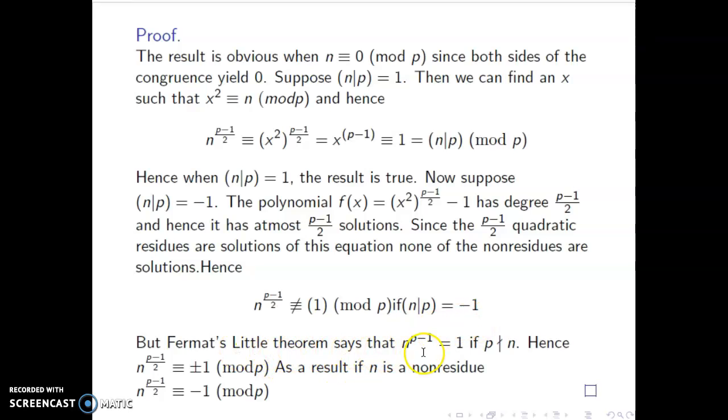But then Fermat's little theorem says that n raised to P minus 1 is equal to 1 mod P if P does not divide n. Hence, n raised to (P minus 1)/2 is congruent to plus or minus 1 mod P. It cannot be equal to plus 1, and hence, if n is a non-residue, n raised to (P minus 1)/2 is congruent to minus 1 mod P. But we started by assuming that (n/P) is minus 1, and we got n raised to (P minus 1)/2 is also equal to minus 1, and therefore again the result is true.